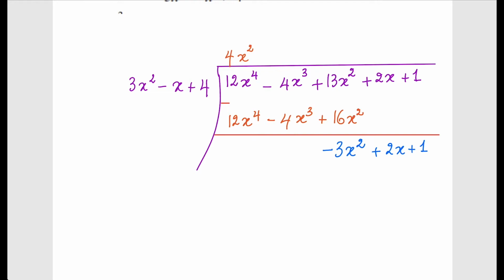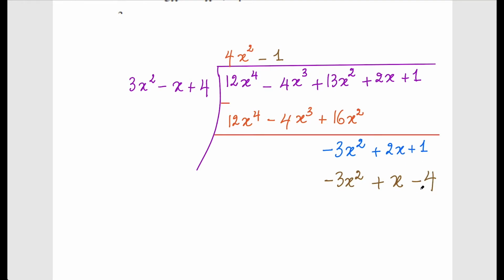What do I need? I need to multiply 3x squared by something to obtain negative 3x squared. It's simply multiplied by negative 1 then, right? Multiplied by negative 1. And again, negative 1 is going to talk to everybody, to all this polynomial. Negative 1 times 3x squared, negative 1 times negative x, and negative 1 times the 4. What do we obtain when negative 1 talks to 3x squared? We get negative 3x squared. Negative 1 times the negative x is plus x. And the negative 1 times the 4 is negative 4, right?